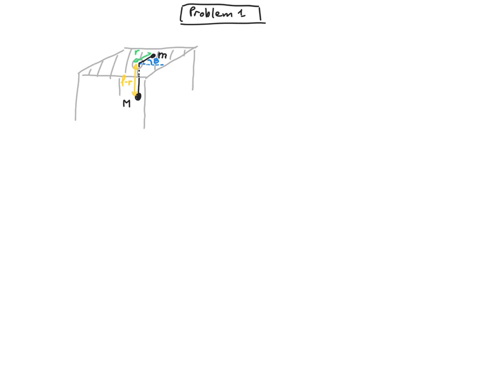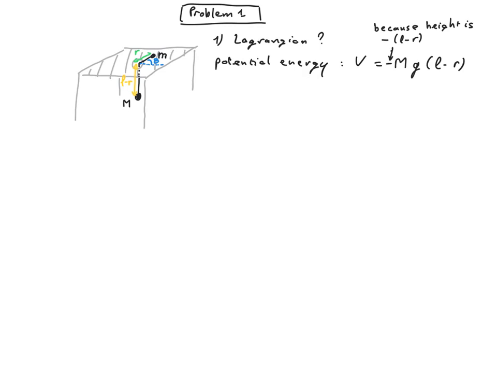The small mass m is on the horizontal plane, so it doesn't have any gravitational energy. And the big mass M has a gravitational energy. So that's the only potential energy which enters in this problem. Choose a reference for the potential energy such that it is 0 at the table, but that doesn't matter here because we will only take derivatives of the potential energy in the Euler-Lagrange equation anyway.